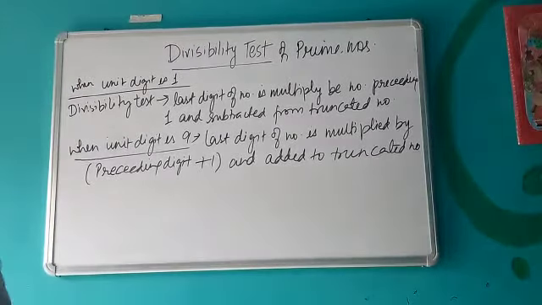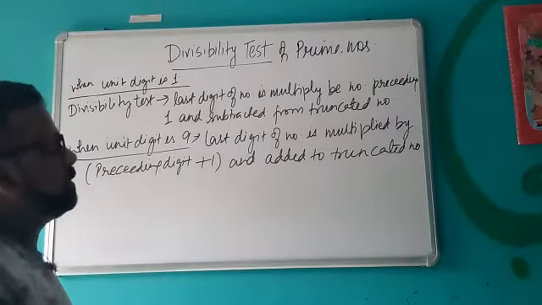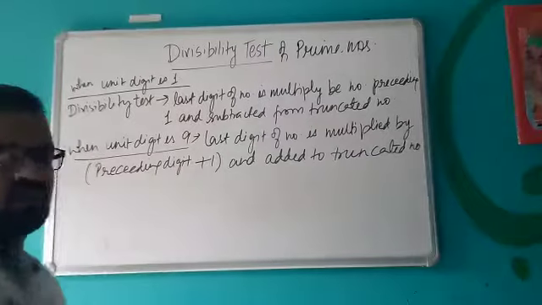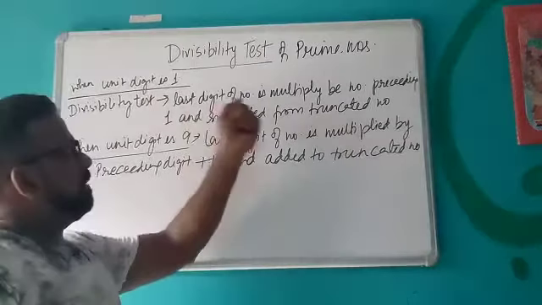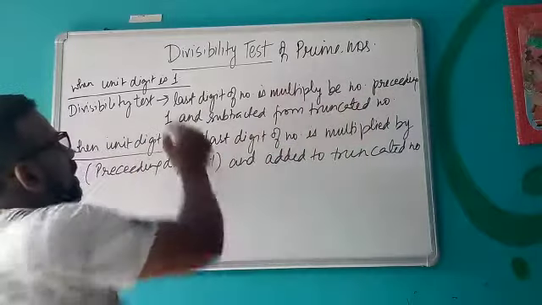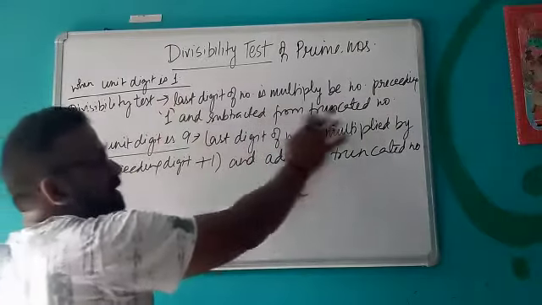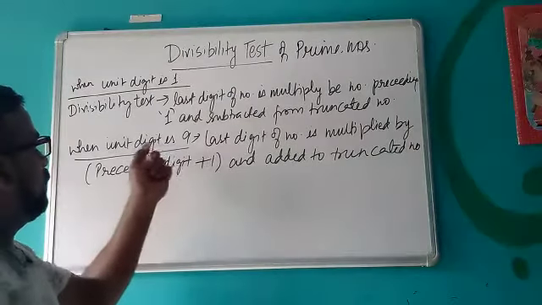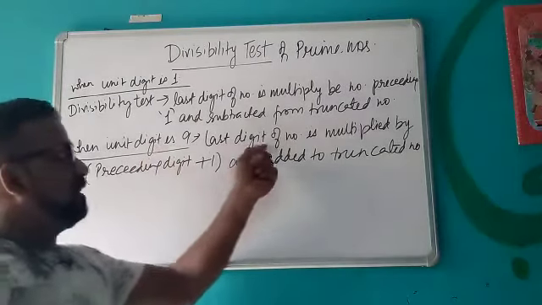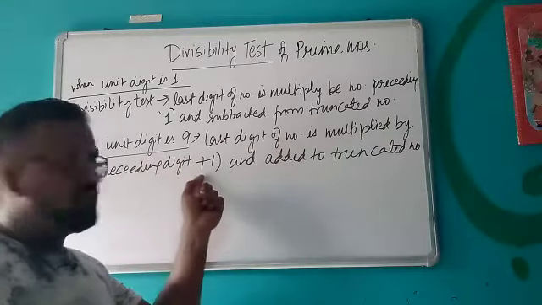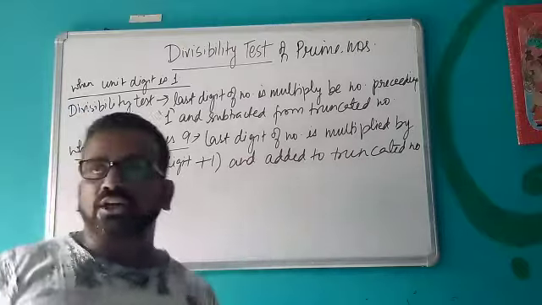So let's summarize the divisibility test of prime numbers. When the unit digit is 1, you multiply the last digit of the number by the number preceding 1 and then subtract it from the truncated number. When the unit digit is 9, you multiply the last digit of the number by the preceding digit plus 1. You increase that digit and add it to the truncated number.